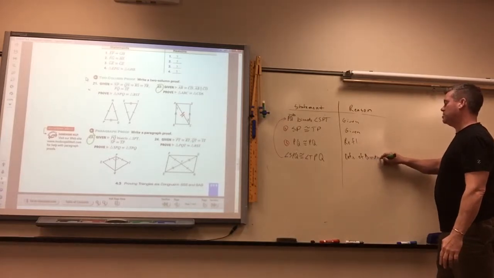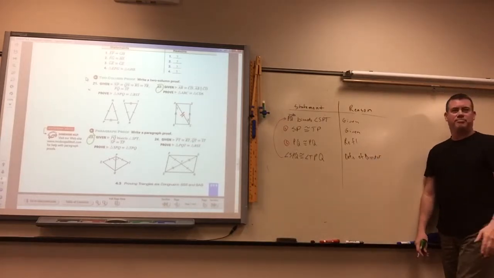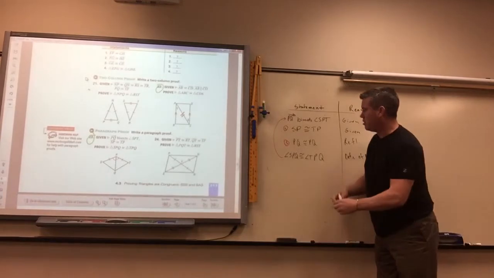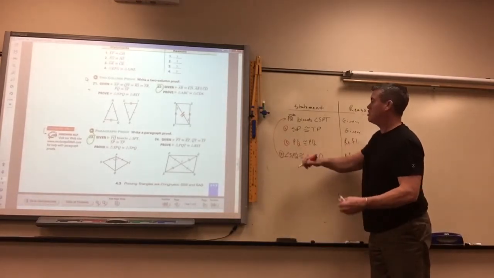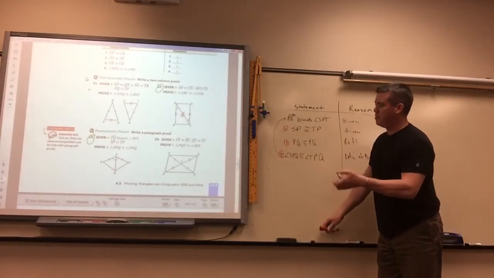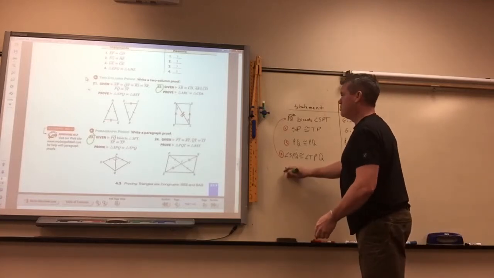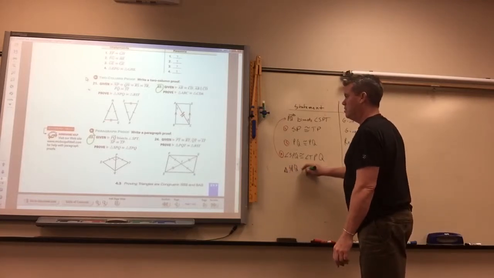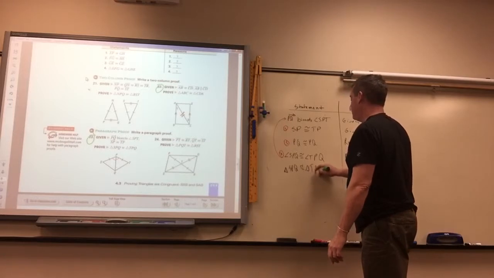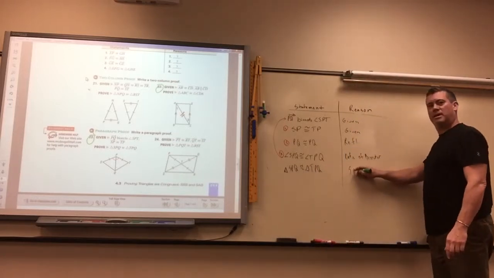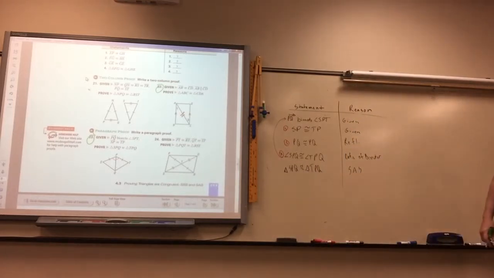Because a bisector means cut into two equal pieces. So there I got my third thing, the angles. So once you have all three things in your proof, you can put your proof, triangle SPQ congruent to triangle TPQ because of SAS. Alright?